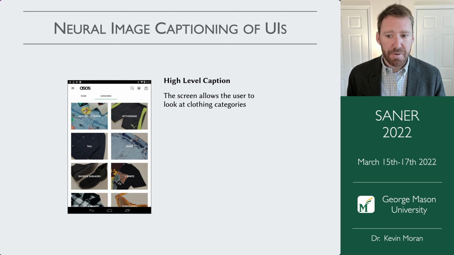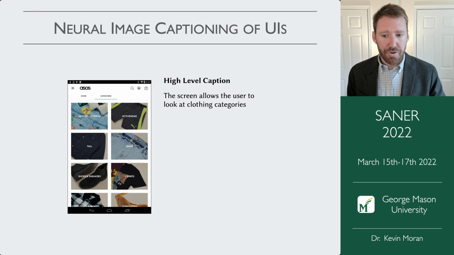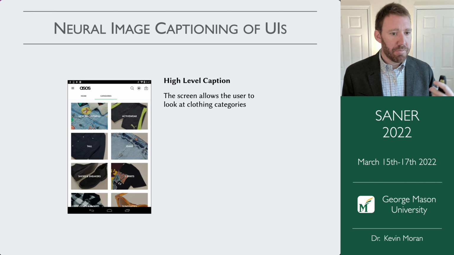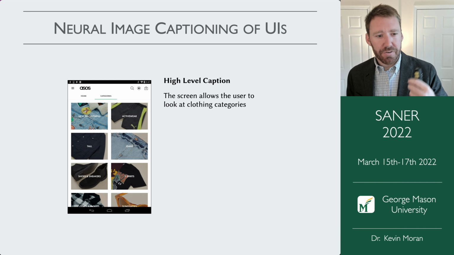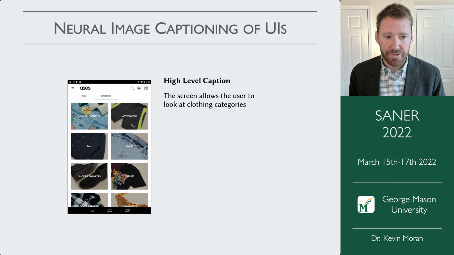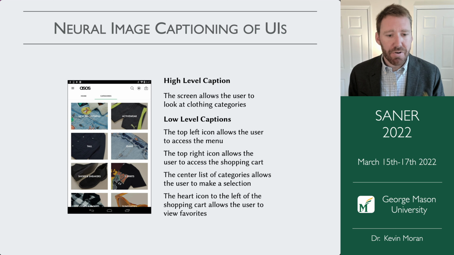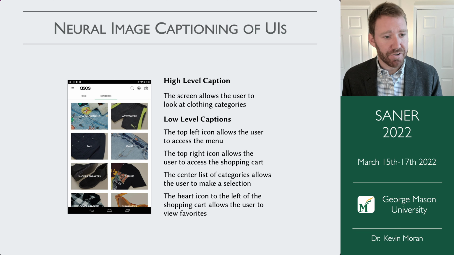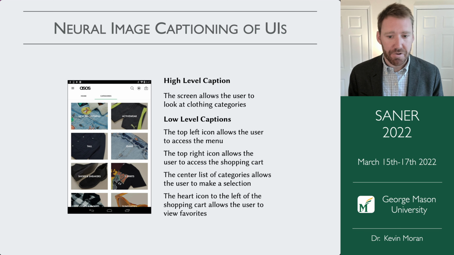So our idea is basically to take this and transfer it to the domain of user interfaces. Given a user interface, we aim to predict two main types of captions. First, a high-level caption, something like: this screen allows the user to look at different clothing categories in this clothing application. But also, we want to be able to infer lower level captions, which are mainly concerned with functionalities of some of the different components or widgets that exist on a given screen.